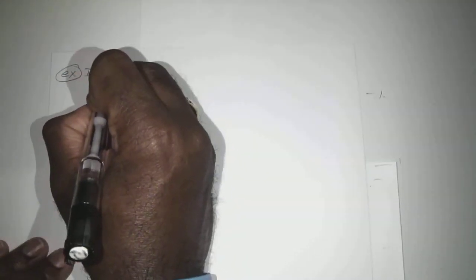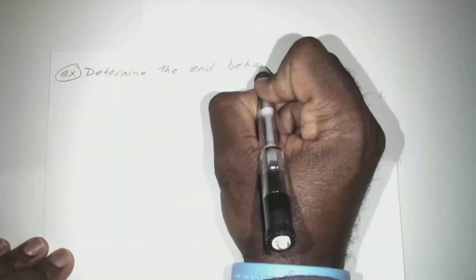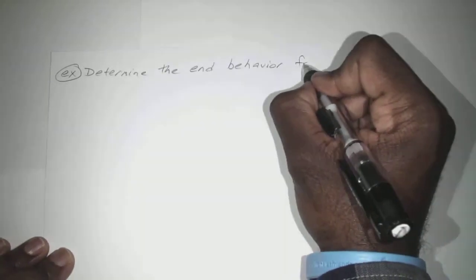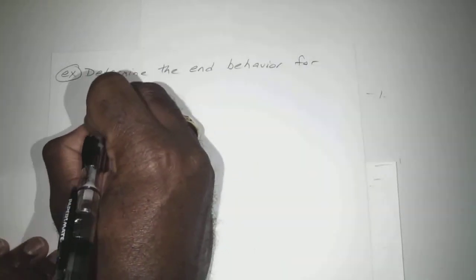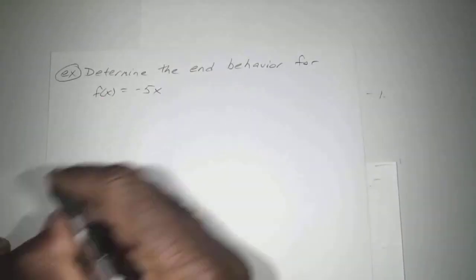So let's say if you wanted to determine the end behavior for f of x equals negative 5x.